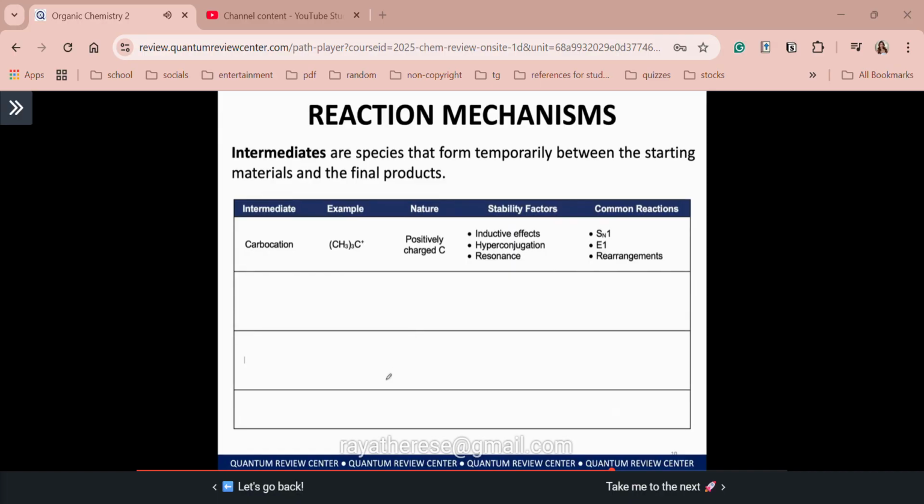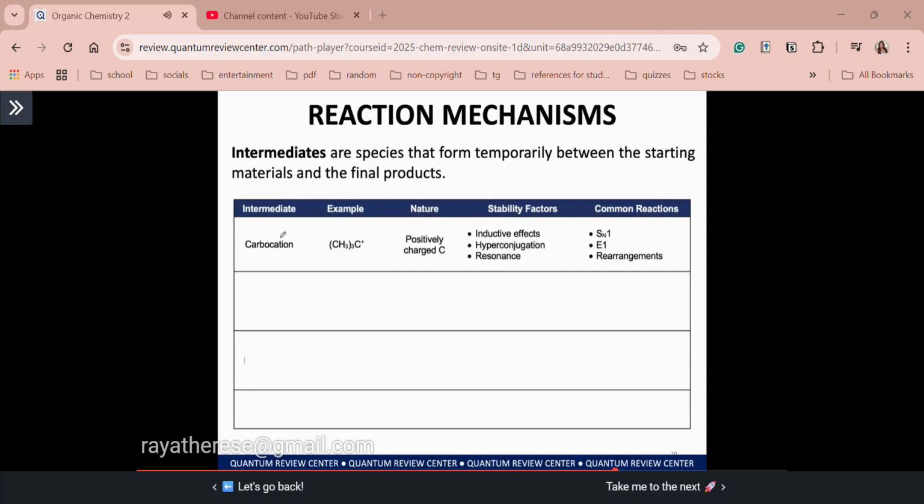Okay? So again, they are short-lived, class. When we say short-lived, temporary. Okay? Temporary because it's formed in between the steps of our reaction. Let's see our typical intermediates here. So you can see, we have seen this earlier in our rearrangement. Right? Carbocation, literally class, that's your intermediate that carries a positively charged carbon. So in general, your carbon will carry a positive charge.